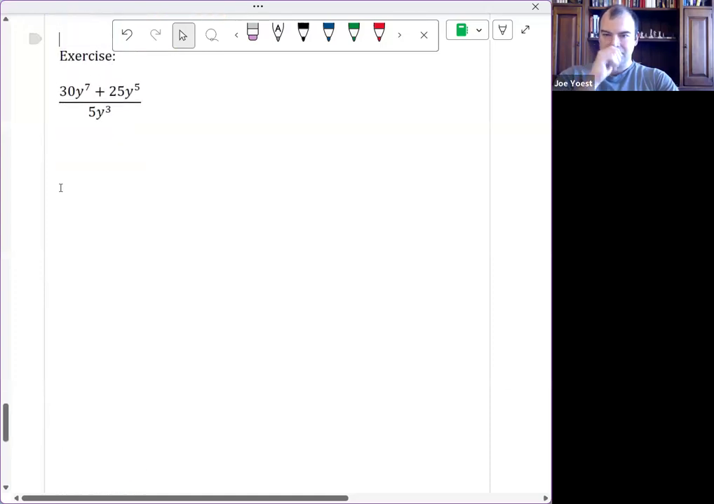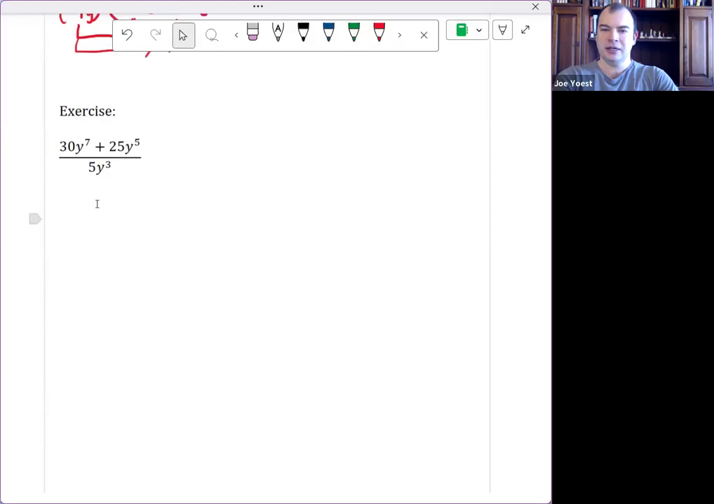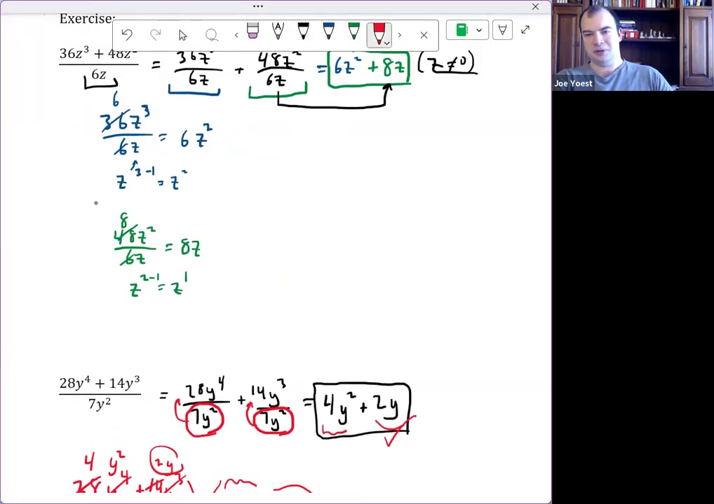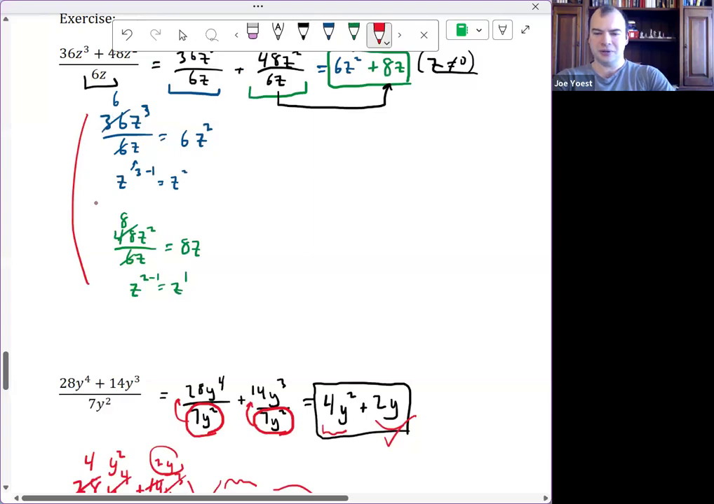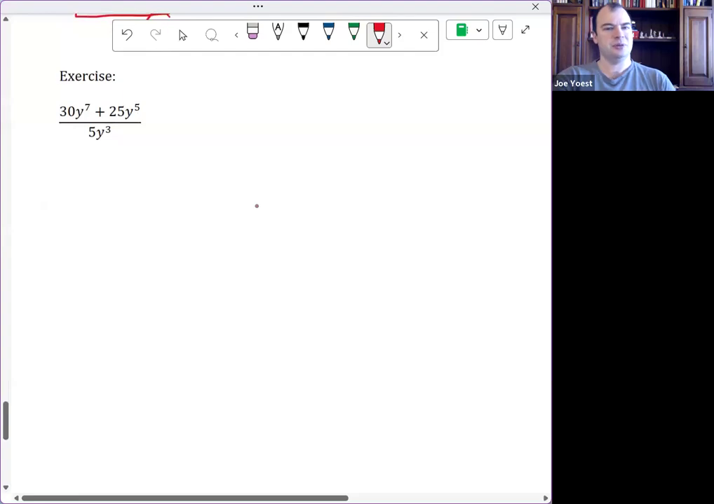Okay, so let's take a look at this exercise. 30y to the 7th plus 25y to the 5th, all over 5y cubed. And maybe try to do this one a little bit more efficiently. Maybe avoid writing out some of that additional off to the side scratch work that we've been writing out, try to do it more or less in one line with just writing out one intermediate step and then the answer. And I should have written y not equal to 0 here as well. So try to do this one a little bit more quickly. We'll take about 60 seconds or so and then discuss the answer.